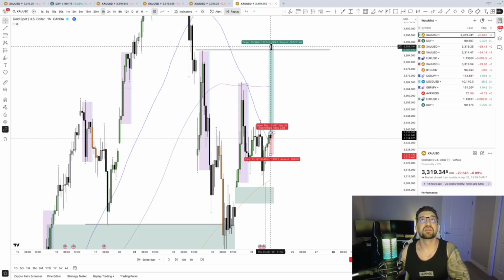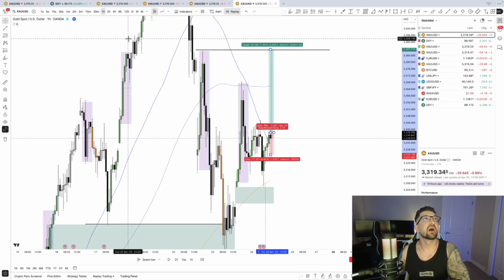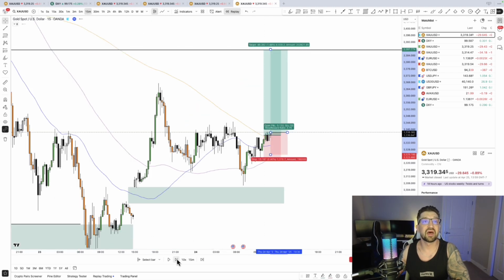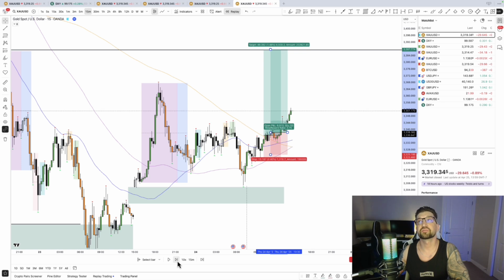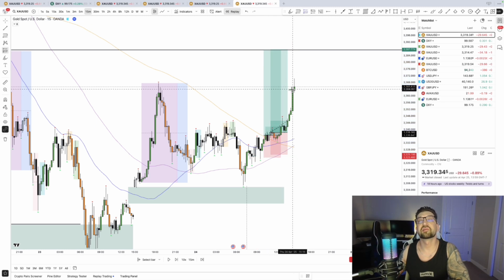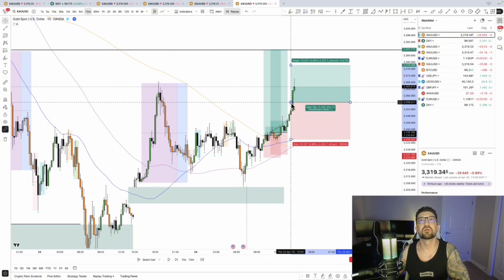So this was the initial thought. However, I'm going to show you how we adapted and had to manage here, because price ended up basically taking off on me, and I think I took another one somewhere around 56 at market open.